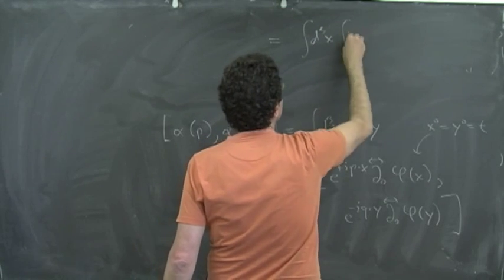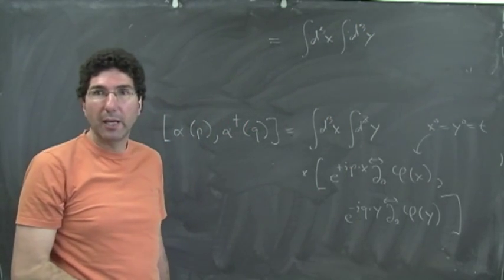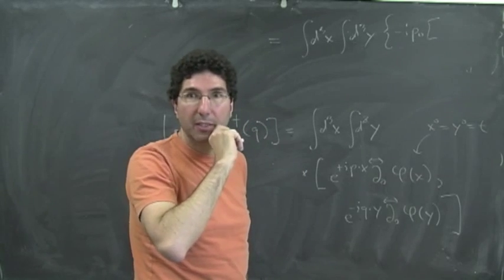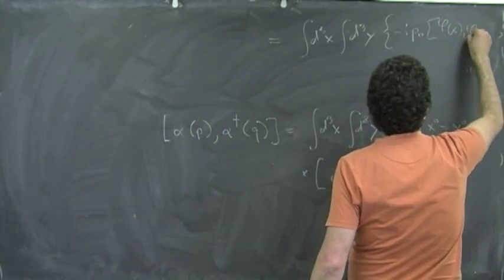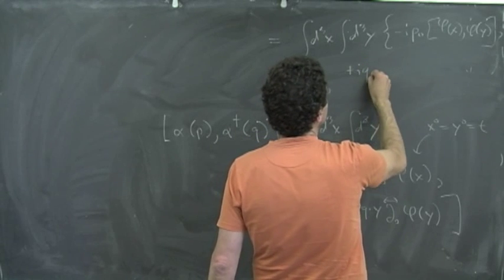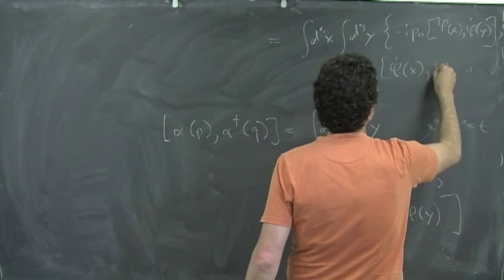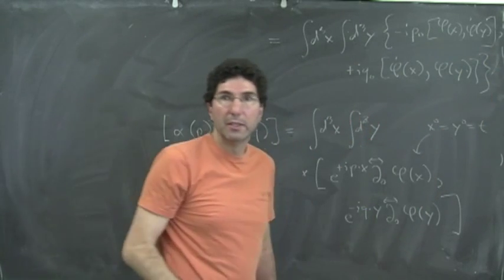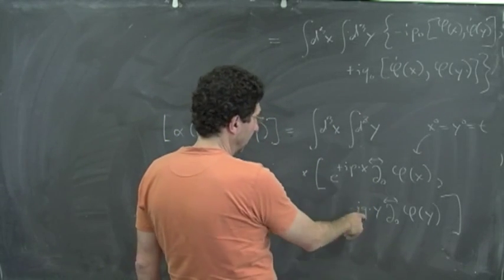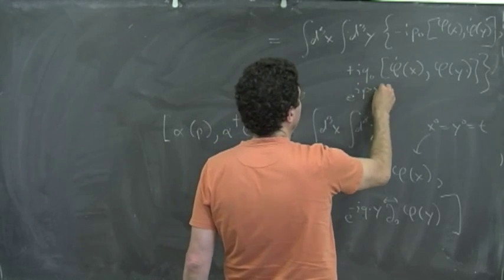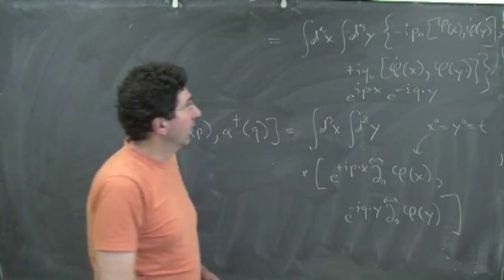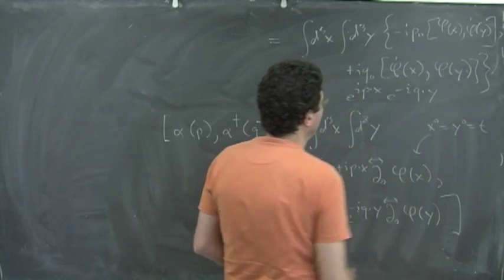If we work out what that gives, we'll get d cubed x, d cubed y, and then we're going to get a minus i p0 times the commutator of phi of x, phi dot of y, that's our first term, and then we're going to get a plus i q0 times the commutator of phi dot of x, phi of y. Do I have the sign right there? Yes, I think I do. Then I have my exponentials, because these exponentials get left over: e to the i p dot x, e to the minus i q dot y. Now these commutators of phi dot with phi are just delta functions.